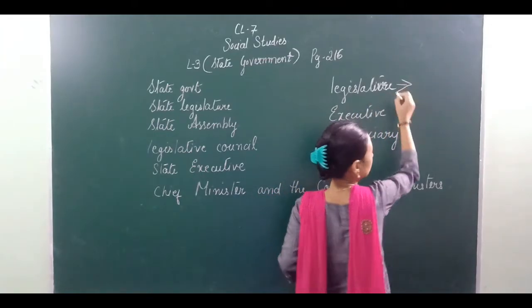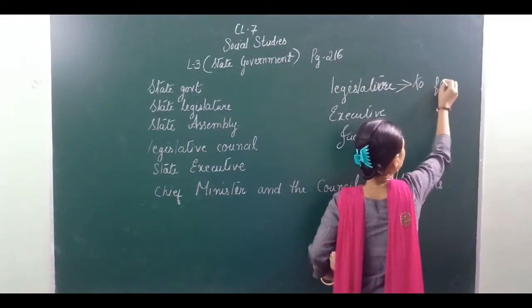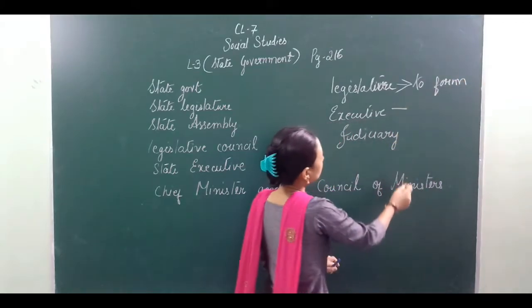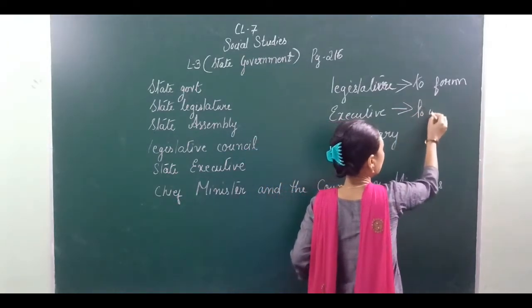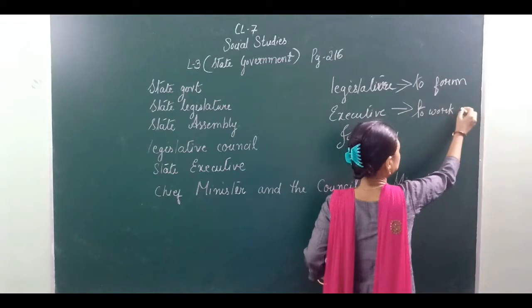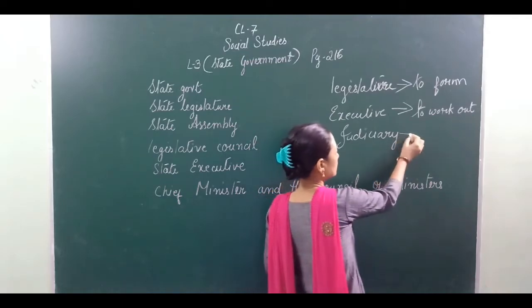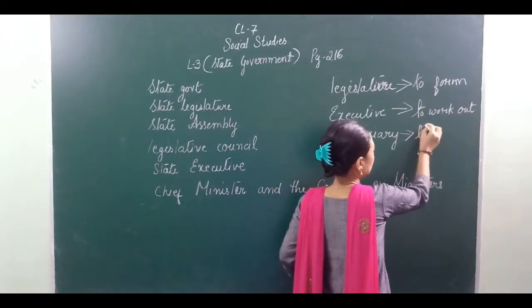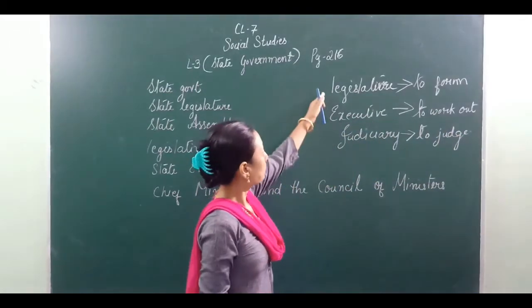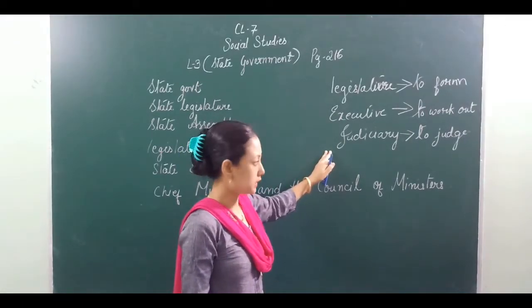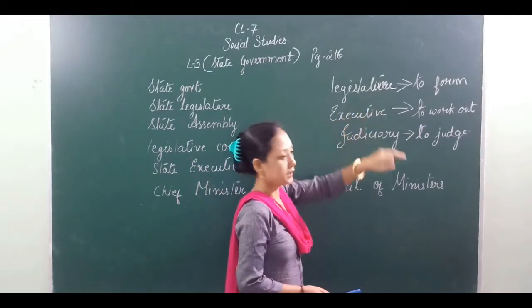The work of the legislature is to form. Next is the executive. Execute means to work out. And thirdly, the third organ of the government is the judiciary, that is to judge. When the meanings of these three words are clear to you, you will come to know what they are. Now, the word legislature means to form.